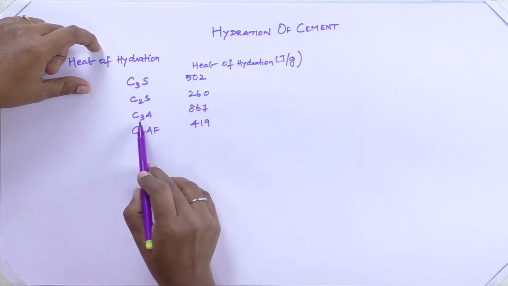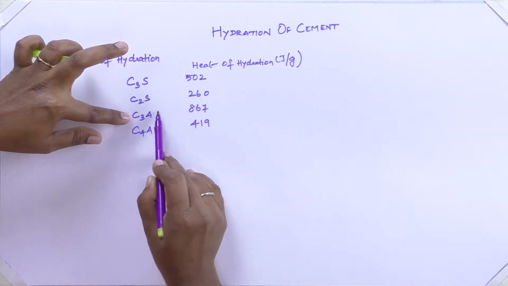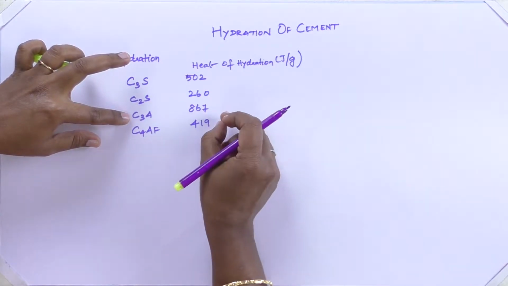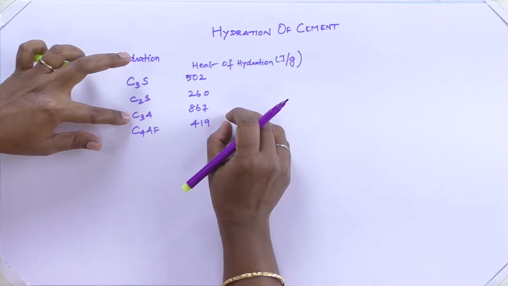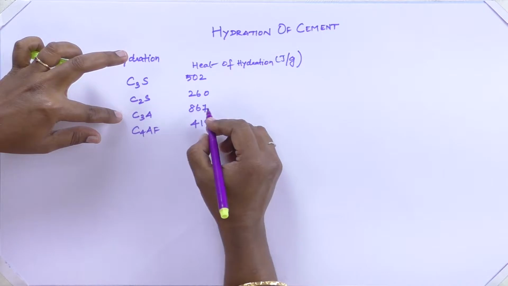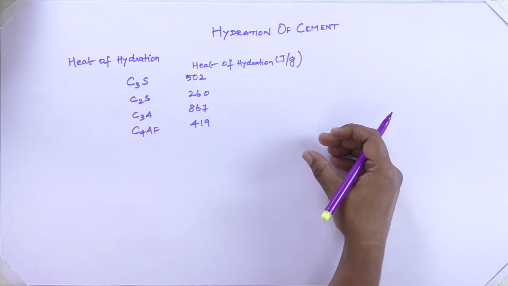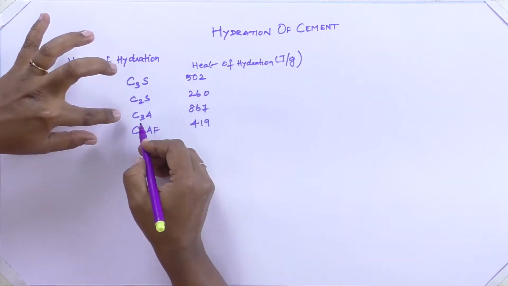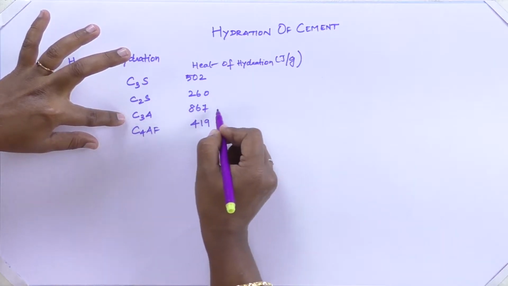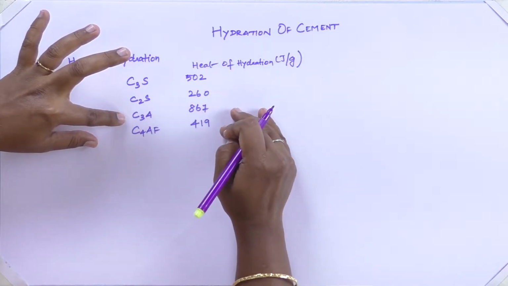And if you see here, the major heat of hydration is liberated by the compound C3A, tricalcium aluminate. That is, it has a great affinity towards water. When water is added to the cement, this will be the first compound to react with water, and that is the reason why it has greater heat of hydration when compared to other compounds.